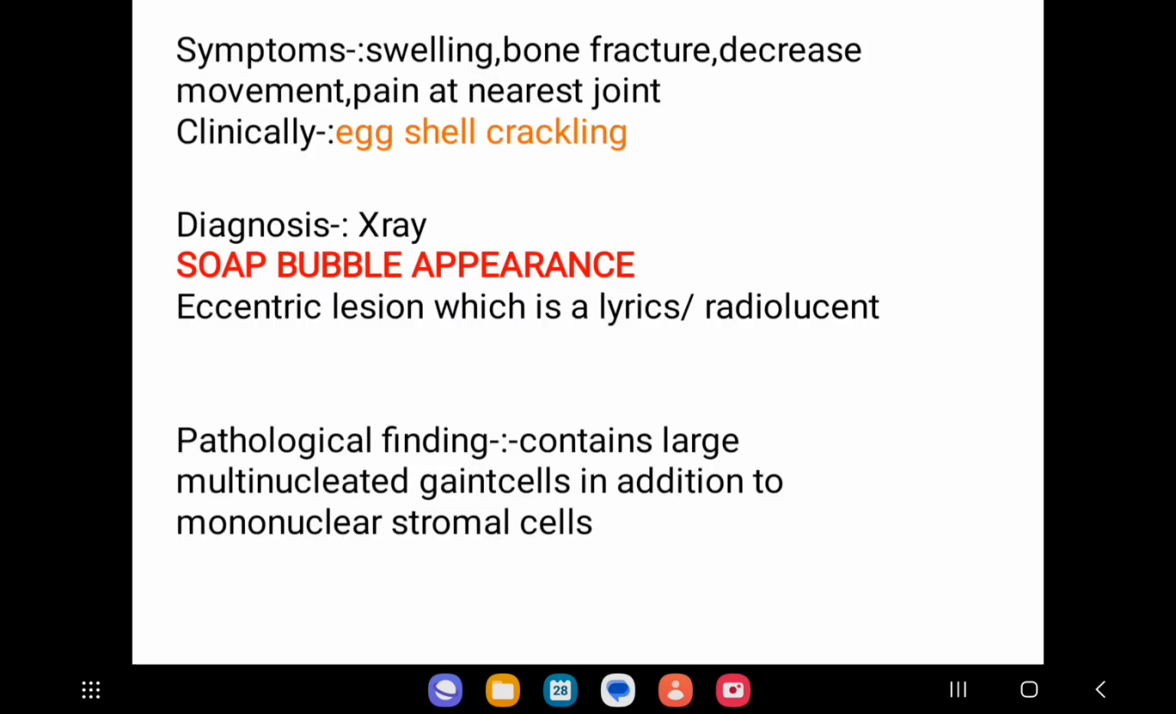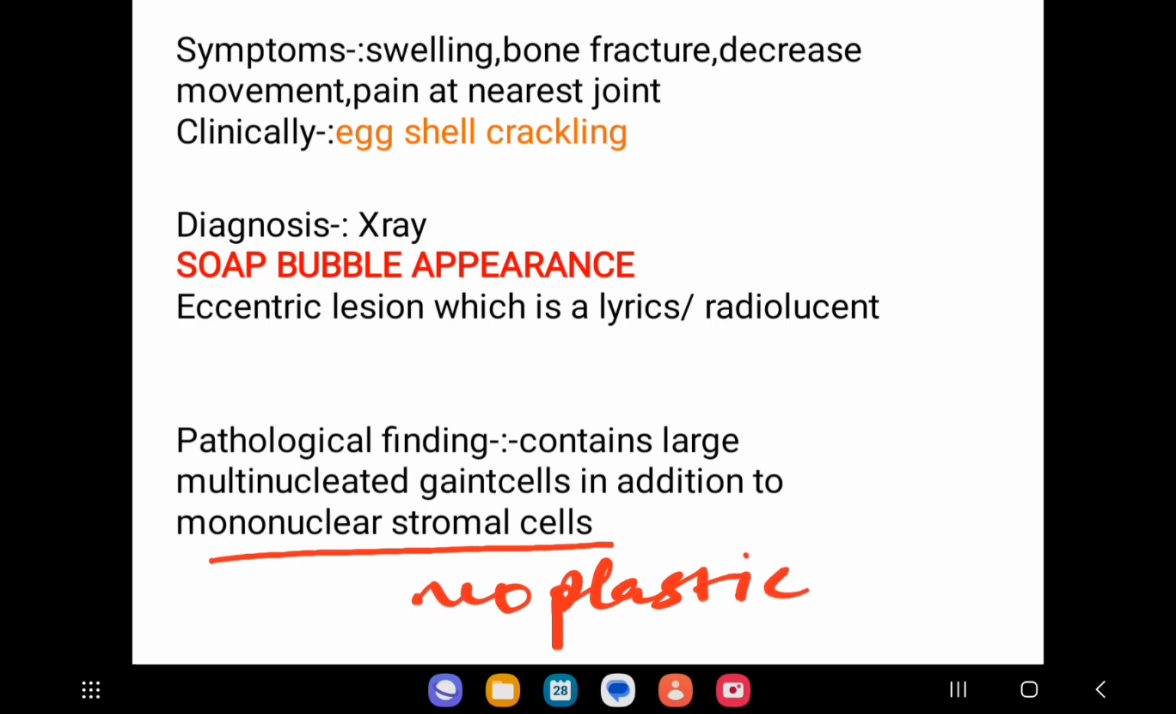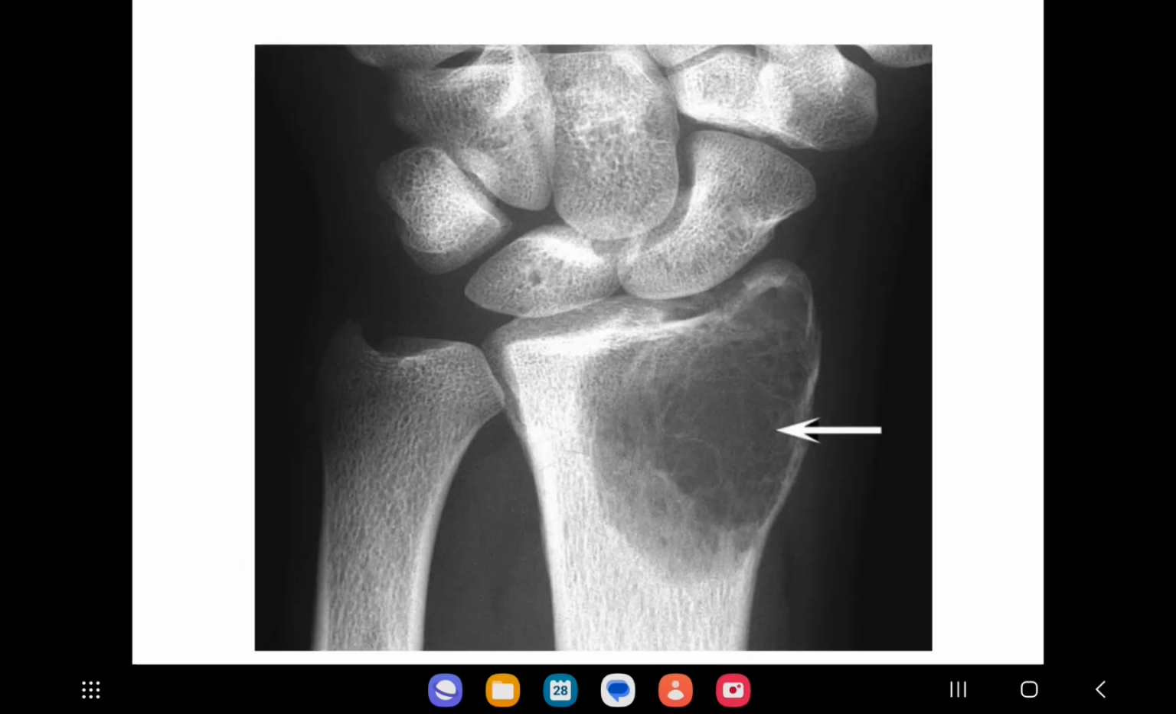Now if we go back, what you will see in pathological finding. It contains large multinucleated giant cells in addition to mononuclear stromal cells. Whatever mononuclear stromal cells we find here, these are nothing but the neoplastic cells. Then we have the giant cells. The giant cells which we find here act with osteoclastic activity, that is directed through the RANKL pathway and lead to bone destruction. So this is the reason why we find such lytic lesions.